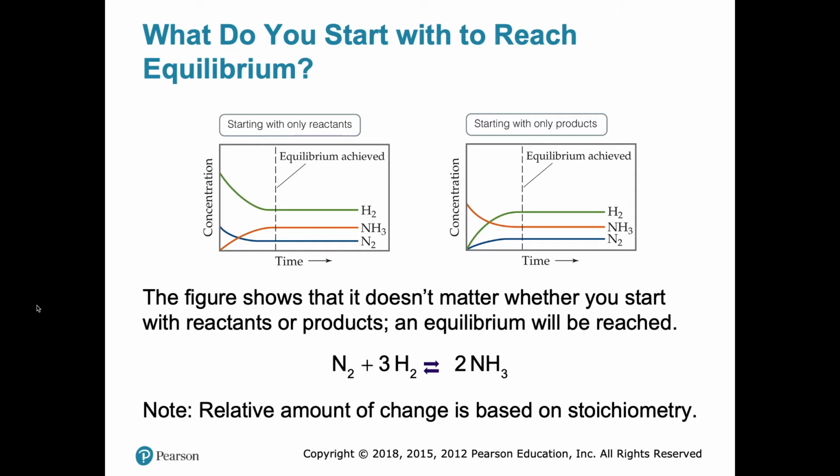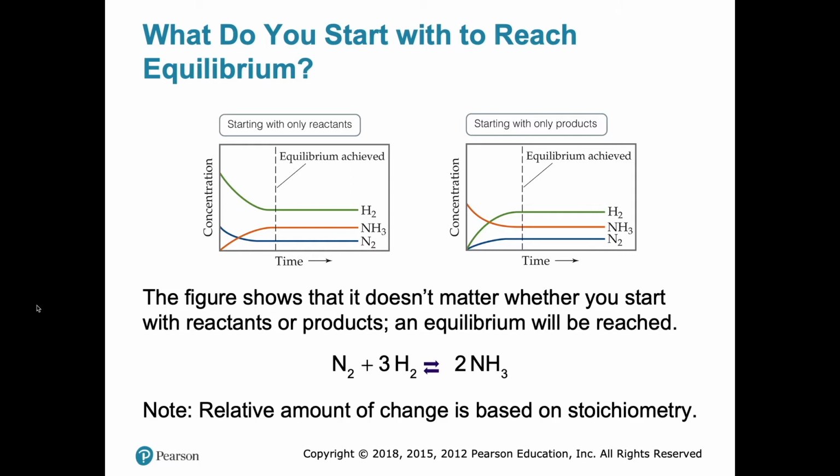So here again, we have concentration, and we have time, of course. And if we start with only reactants, just this side, that means we take nitrogen gas and hydrogen gas and put them together. Just those two things. This is what it looks like. We have our equilibrium point here. We know that it's our equilibrium point because the concentrations are constant afterwards.